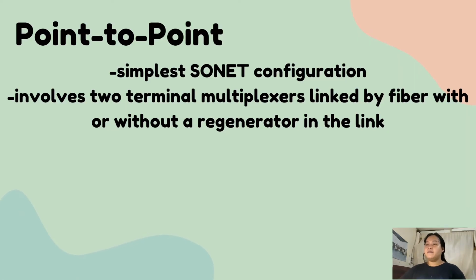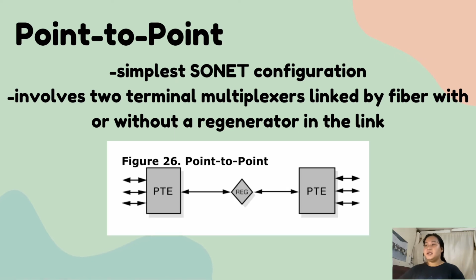We have the simplest SONET configuration. This is the point-to-point configuration. It involves two terminal multiplexers linked by fiber with or without a regenerator in the link. So the SONET path and the service path are the digital signal 1 or digital signal 3 links and are identical, and this synchronous island can exist within an asynchronous network world.